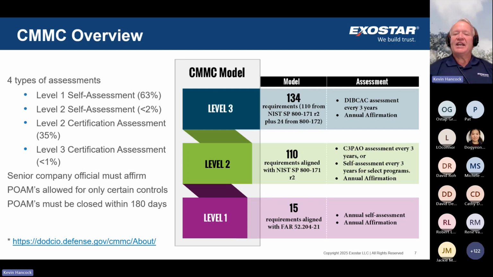And if you're in that NIST 800-171 assessment category, if an assessor does come on site and finds that you haven't got a particular control in place, that's okay. You'll be able to open a POAM against that. That's a plan of action and milestones. But only certain controls are allowed to be open. And then if those controls are open, you'll have 180 days to close those.